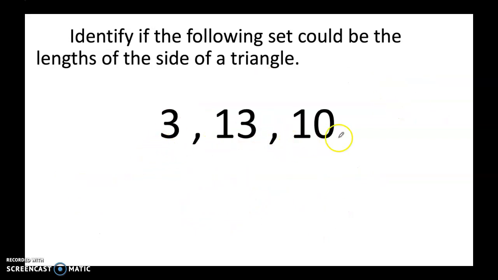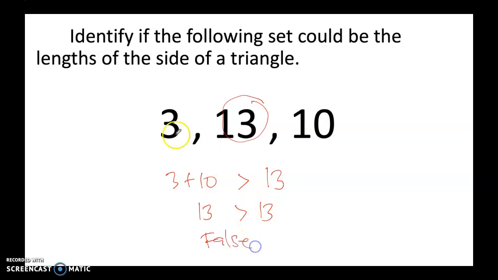We have 3, 13, and 10. Let's identify the longest side. The longest side is 13. Then we add the two remaining sides, which is 3 plus 10. It should be greater than the longest side, which is 13. 3 plus 10 is equal to 13. Greater than 13, that is a false statement. Therefore, 3, 13, and 10 cannot form a triangle.